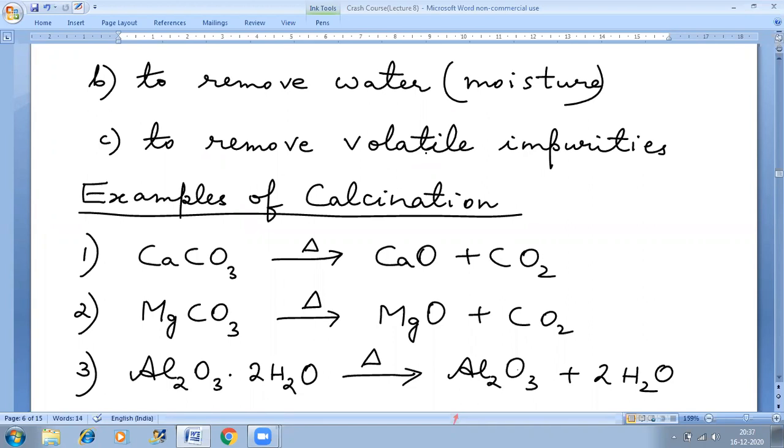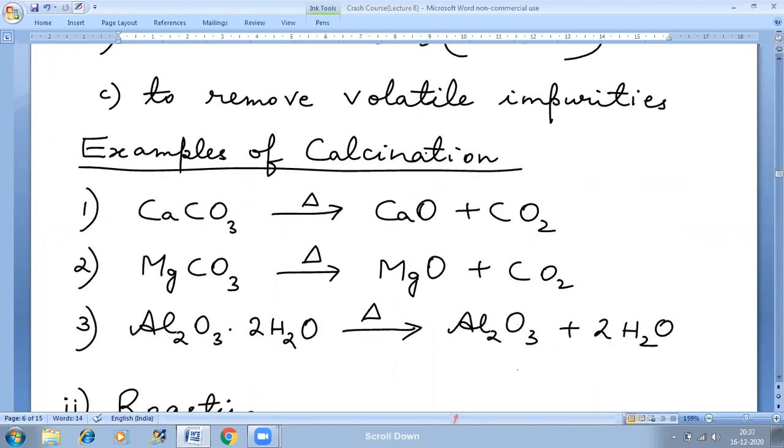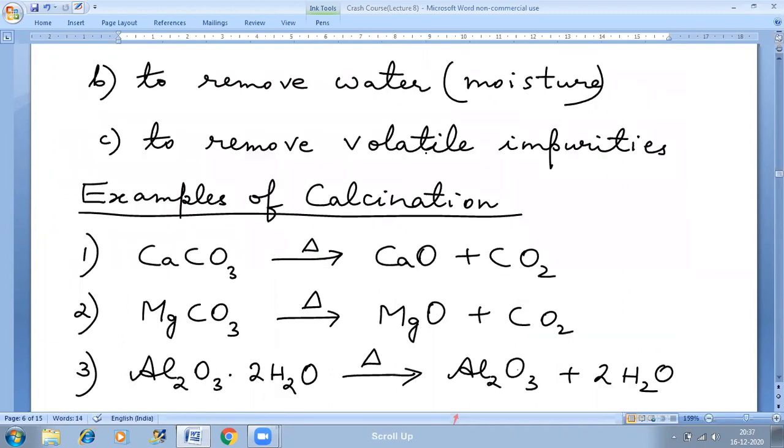Very, very important examples these are. You must know these examples of calcination. So CaCO3 has been heated to obtain calcium oxide. MgCO3 has been heated to obtain magnesium oxide. Al2O3.2H2O has been heated to obtain Al2O3, that is aluminum oxide. All these processes have been done in the absence of air. No oxygen has reacted with any of these.